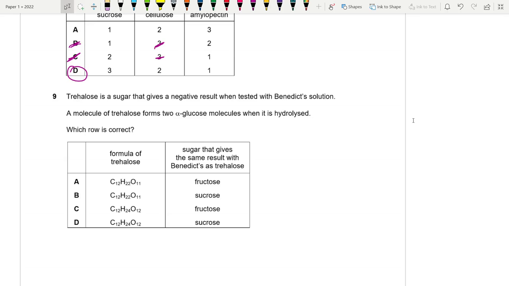Trehalose is a sugar that gives a negative result when tested in Benedict's solution. So it's basically a non-reducing sugar. Which one is correct? So it has one, it is deficient of one water molecule. Since we formed a glycosidic bond, it's between A and B. Sugar that gives the same result in the Benedict's test. Clearly sucrose, right? So 9 should logically be B.